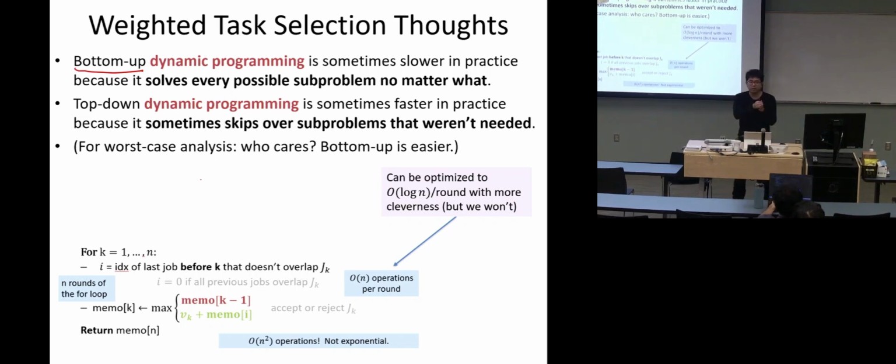So all the jobs are sorted by the finish time, and now you just want to know the last job that doesn't overlap with jk. So you can just do binary search. So that takes O(n) time, O(log n) time, sorry. Okay, good.